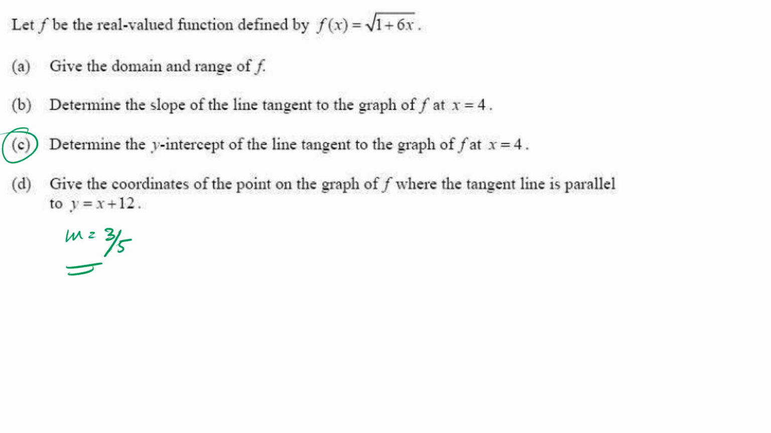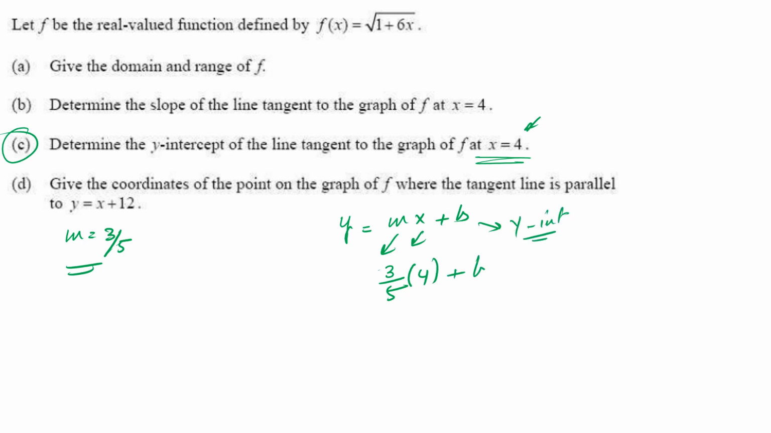Now part C says, determine the y-intercept of the line tangent to the graph at x equals 4. Which means that you have to find the y-intercept of the equation of the line. If you remember, the equation of the line in terms of the y-intercept is y = mx + b. What is m? m is 3/5. What is x? x is given to us in the question, that is 4. What is b? b is actually the y-intercept which we have to determine.